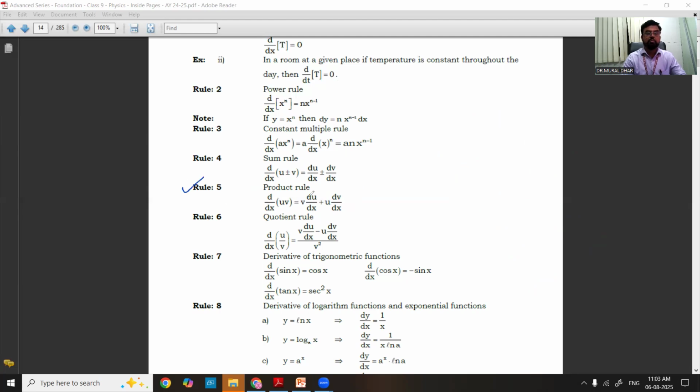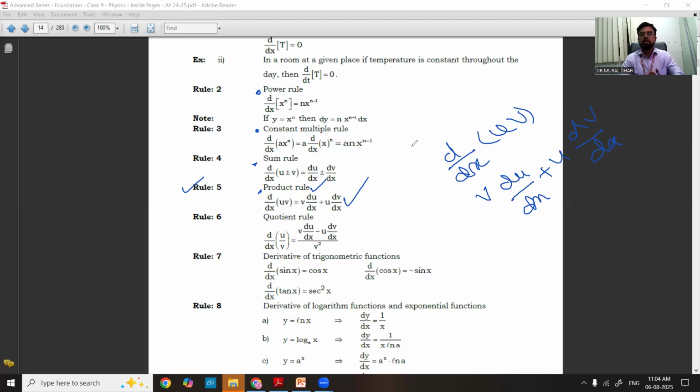Rule 5, product. Sum is over, constant multiple is over, power rule is over, constant is over. Now it is the product rule. Product means multiplication. So d by dx of uv, u into v. When multiplication is there, what do we have to see here? The formula: v into du by dx plus u into dv by dx. That's all.